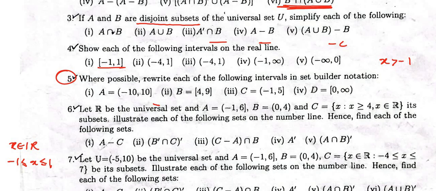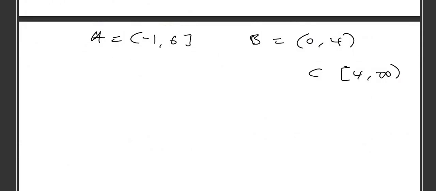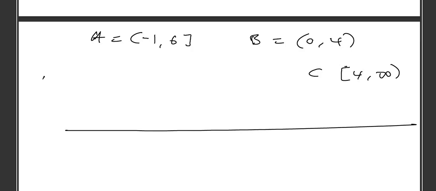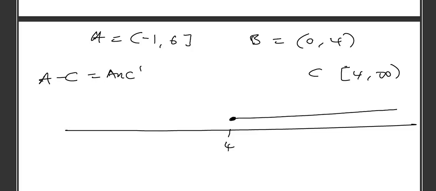Then the first thing they want us to get, I'll just do the first one and the third one for you to just get the idea. So A minus C. A minus C is the same as A intersection C complement. So I'll start with C complement first. C is from 4 closed up to positive infinity.